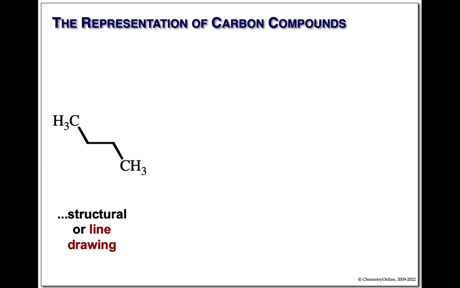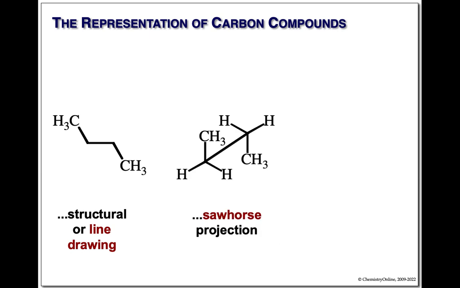If we take that line drawing and we turn it so we are looking straight down this bond at a slight angle, we could draw what's called a sawhorse projection. In a sawhorse, this is our front carbon, that's the back carbon. We show these, and the reason the sawhorse is useful is because it makes it very clear that in this molecule, the two methyl groups are on opposite faces.